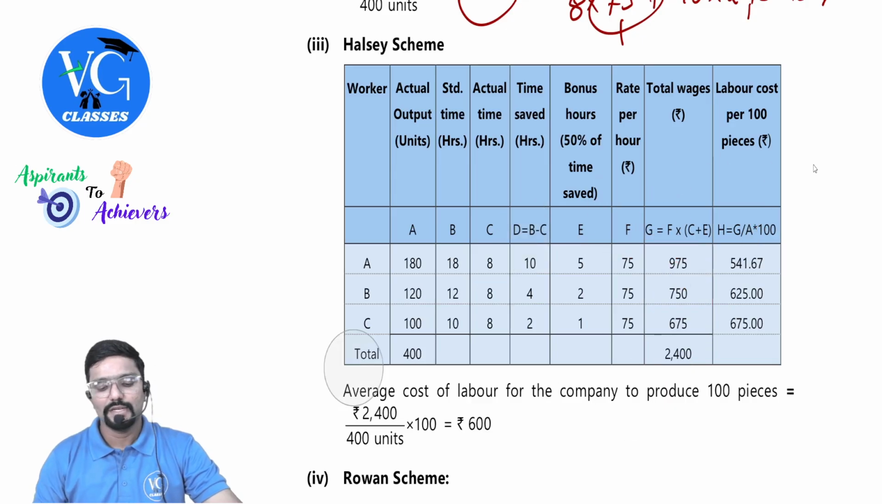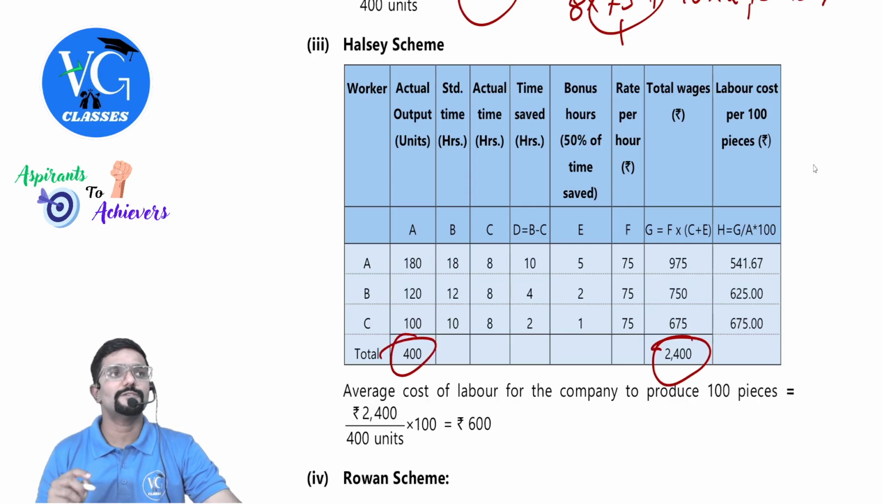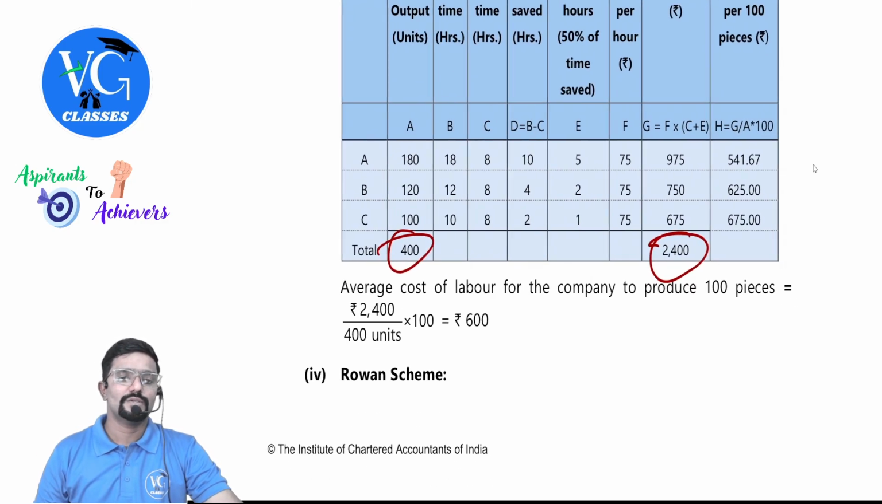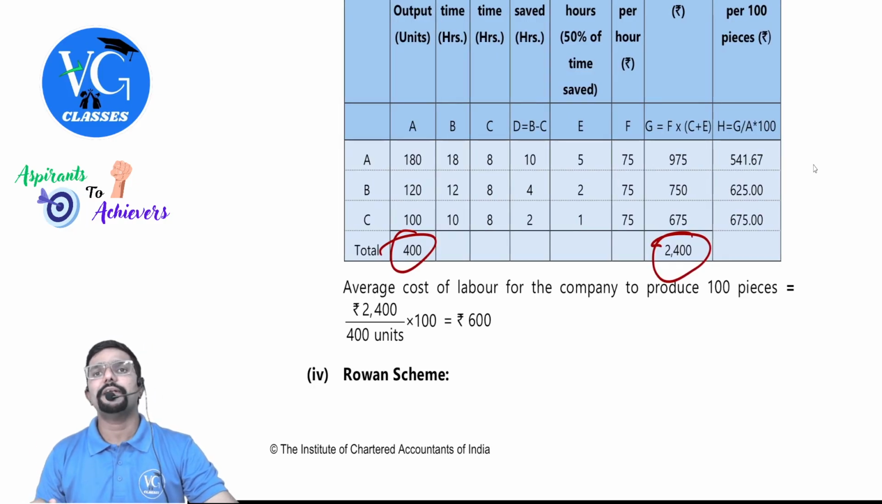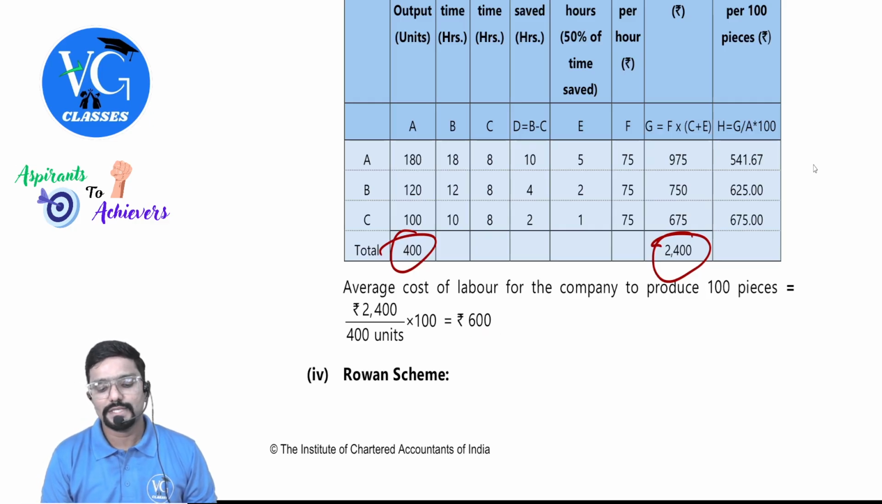Now, on an overall basis for a company, what is the cost per 100 units? 2400 is for 400 units. How much for 100 units? So, 2400 divided by 400 into 100, which comes to 600.